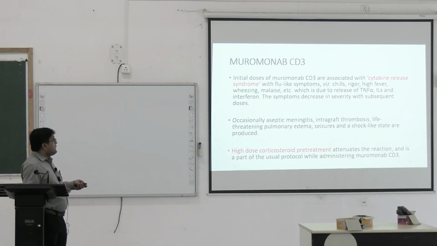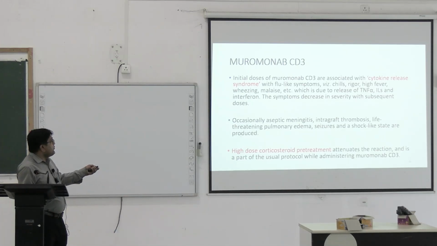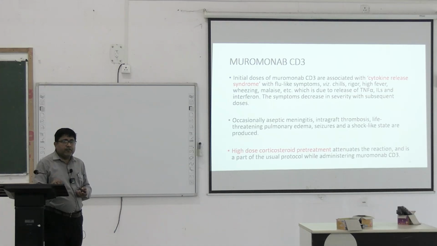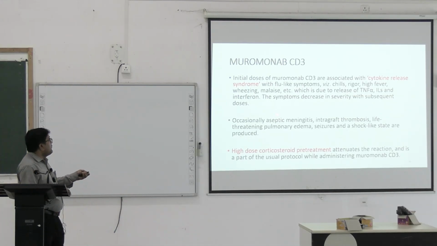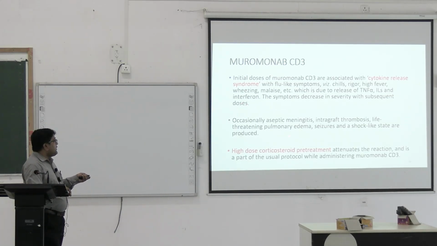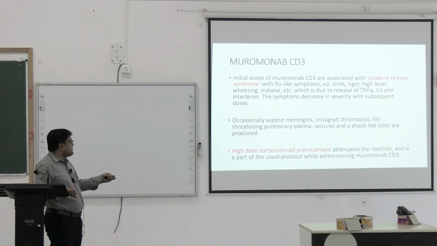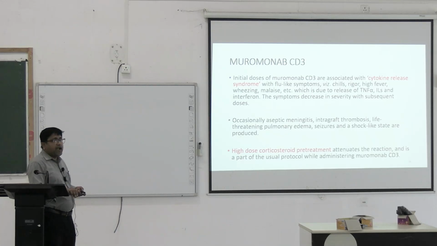Now, as it is a murine monoclonal antibody, the use of muromonab CD3 causes cytokine release syndrome, resulting in fever, chills, body ache, wheezing, and malaise due to the release of TNF alpha, interleukins and interferons. Now, how can this be prevented? By pre-treatment with high dose corticosteroids before the drug, which attenuates the reaction and is a part of the usual protocol while administering muromonab CD3.